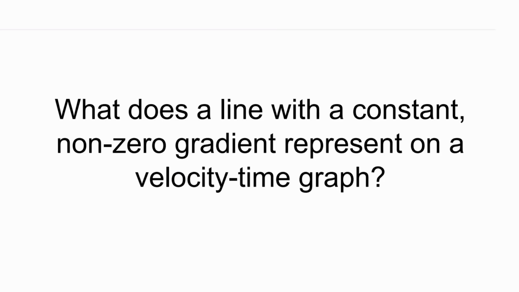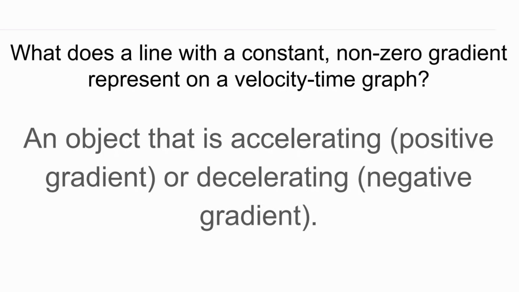What does a line with a constant non-zero gradient represent on a velocity time graph? It means that the object is accelerating, in which case the gradient of the graph must be positive, or decelerating, in which case the gradient or the slope of the graph must be negative.